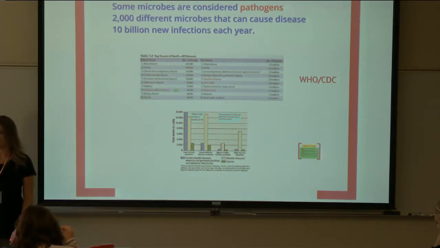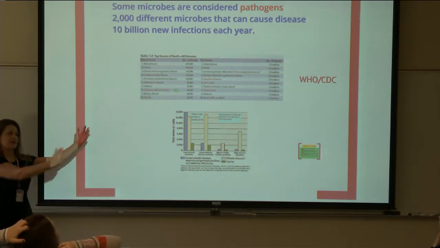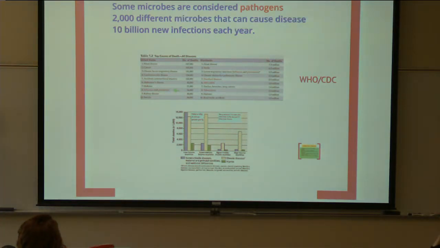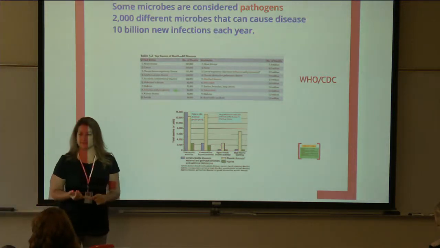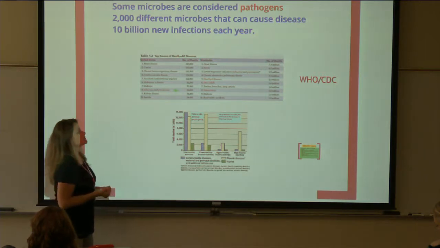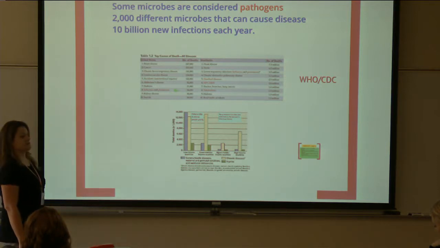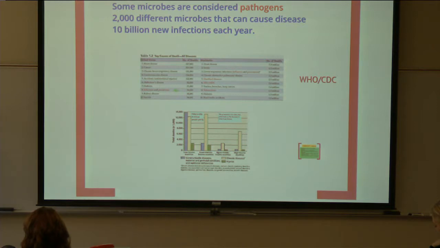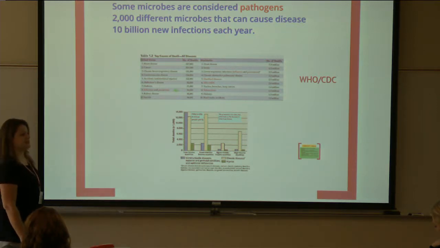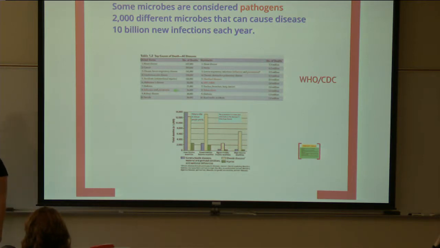Here's the scary part. Okay, so again, this many microbes exist, this many can hurt you. So here's a few details about these scary microbes. We're looking at 2,000 of them, which would be considered pathogens. Pathogen, patho refers to disease, gen means to generate. So pathogens are disease-generating organisms. They're responsible for infection and disease. 10 billion new infections each year. It's more than the population on this planet because oftentimes individuals come down with multiple infections per year.